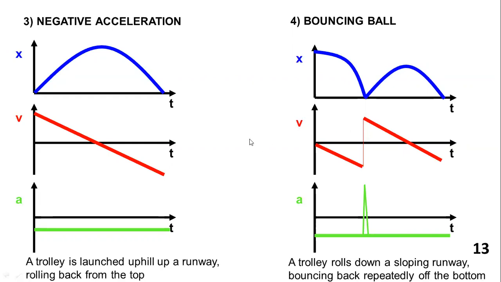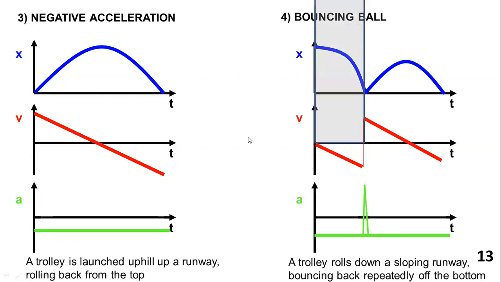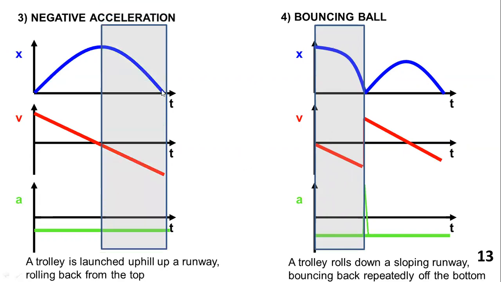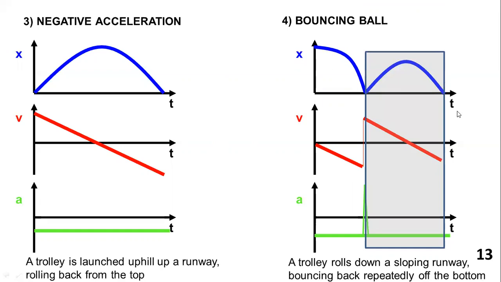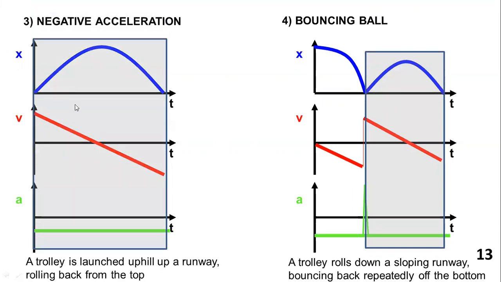Now, we will look at some exam questions on the bouncing ball, but it might be helpful to realize that the first part of the bouncing ball graph looks like the second part of the negative acceleration graph. Can you see how those are similar? And the next part of the bouncing ball graph, showing from one bounce to the next, looks like the whole of the negative acceleration graph. So that sort of comparison might just be helpful to you.